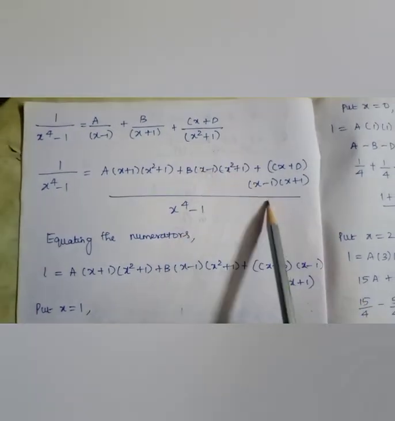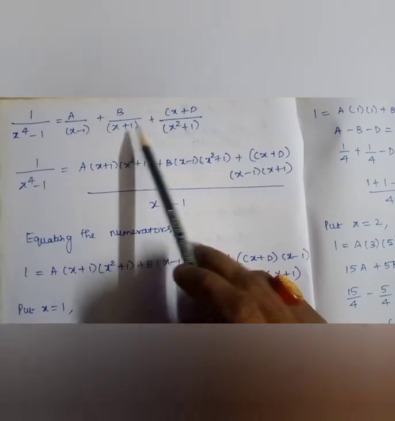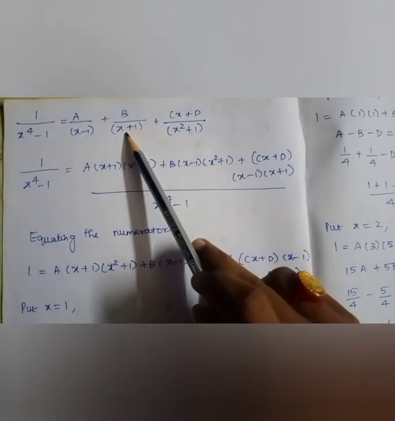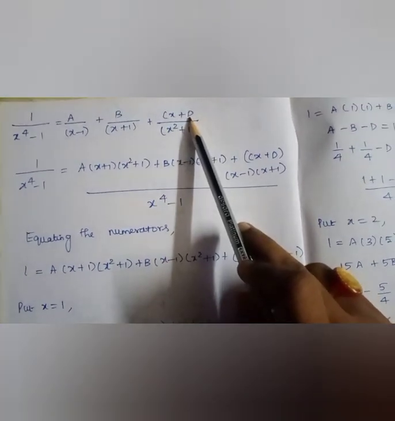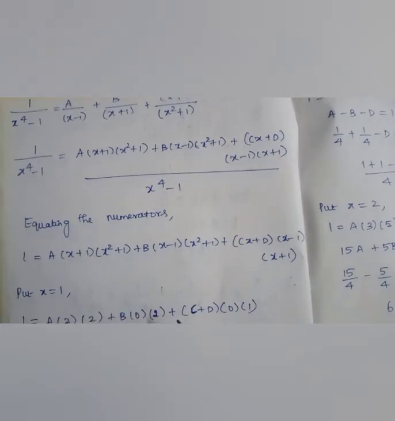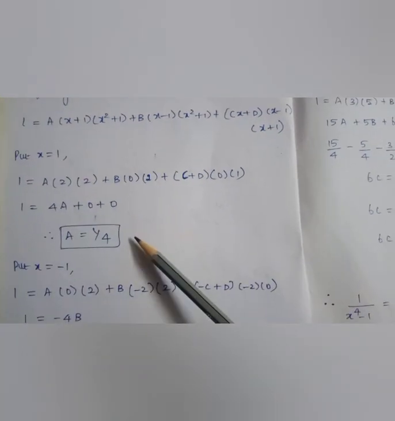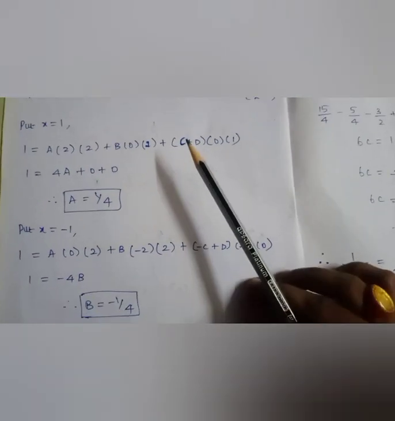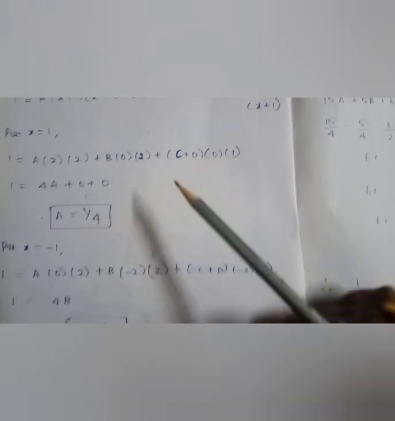cx plus d by x square plus 1. Then after taking the LCM, here I am having only x minus 1, so I will multiply with x plus 1 and x square plus 1. For b I am having only x plus 1, so I will multiply with x minus 1 and x square plus 1. For cx plus d I am having only x square plus 1, so I will multiply with x minus 1, x plus 1. Now equating the numerators, first I am taking x as 1, which gets me the value of a to be 1 by 4. Then when I am substituting x as minus 1, I am getting the value of b to be minus 1 by 4.